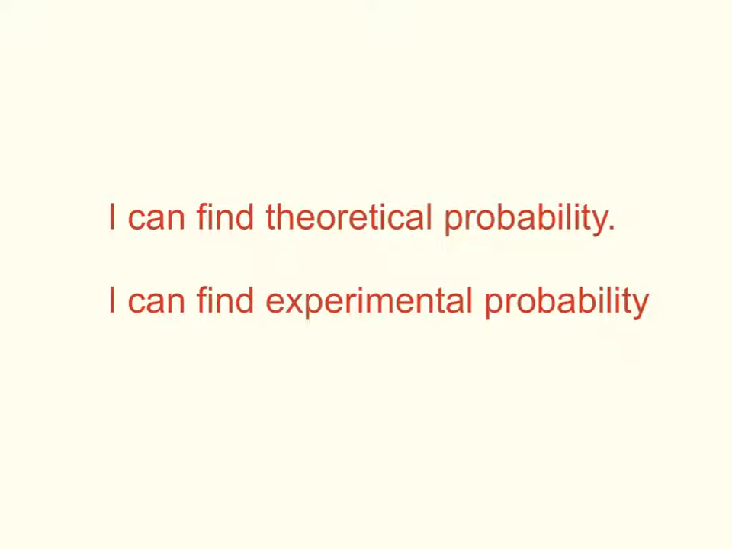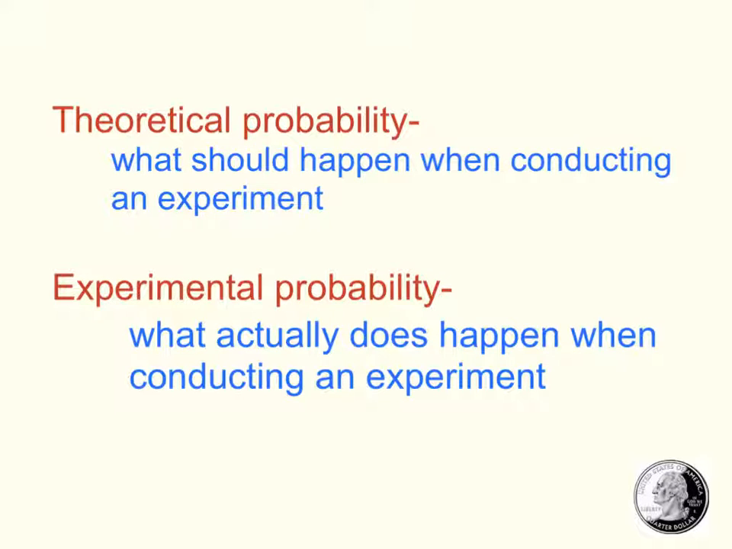Today's learning target is I can find theoretical probability and I can find experimental probability. Today we're going to talk about two different types of probability. One is called theoretical probability and the other is experimental probability. Now, in theoretical probability, that's what should happen when you conduct an experiment.